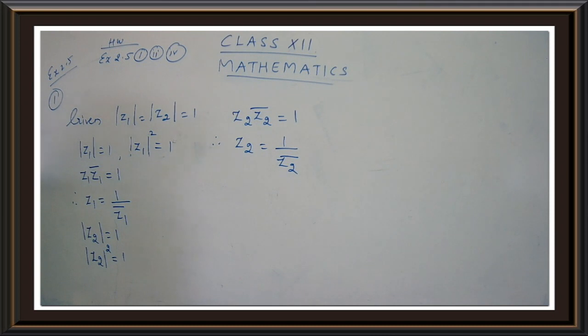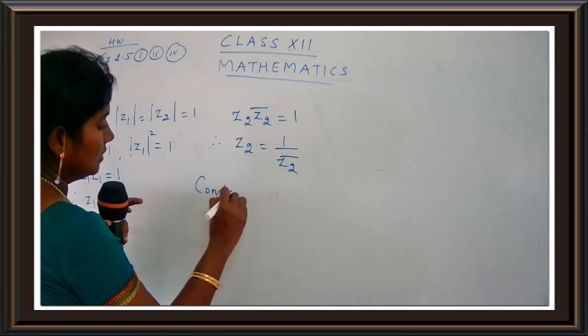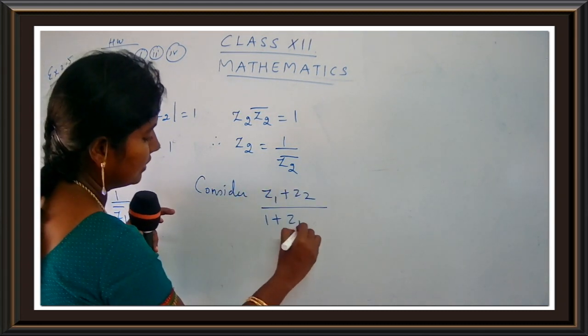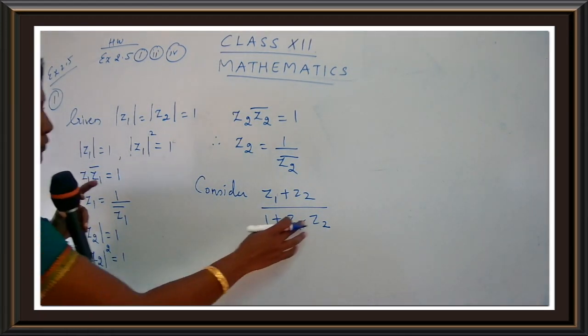We have a complex number, children. So you have to take that complex number. Write down. Consider Z1 plus Z2 upon 1 plus Z1 into Z2. This is what is given to us. So we are going to check whether this number is a real number. Okay. So how are you going to check whether this number is real number?